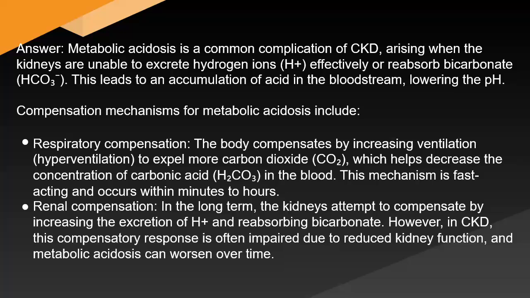Compensation mechanisms for metabolic acidosis include respiratory compensation. The body compensates by increasing ventilation, hyperventilation, to expel more carbon dioxide, which helps decrease the concentration of carbonic acid (H2CO3) in the blood. This mechanism is fast-acting and occurs within minutes to hours. Renal compensation occurs in the long term. The kidneys attempt to compensate by increasing the excretion of H+ and reabsorbing bicarbonate. However, in CKD, this compensatory response is often impaired due to reduced kidney function, and metabolic acidosis can worsen over time.